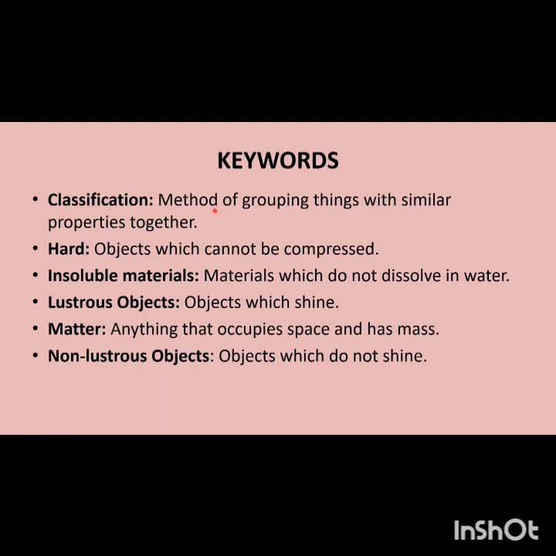Classification, method of grouping things with similar properties together. Hard, objects which cannot be compressed. Insoluble materials, materials which do not dissolve in water. Lustrous objects, objects which shine. Matter, anything that occupies space and has mass. Non-lustrous objects, objects which do not shine.